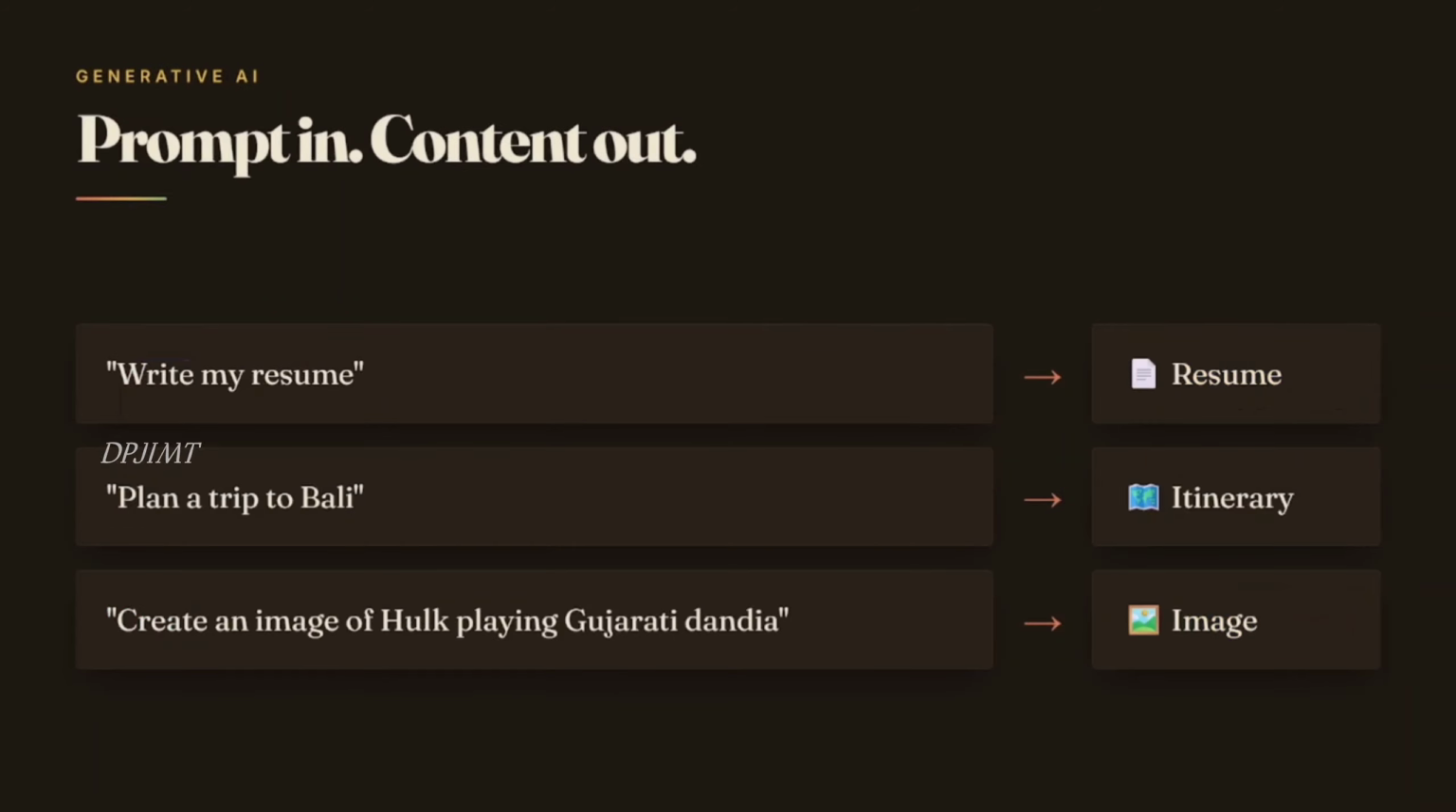But generative AI is different. Here you are generating content. The classic example is ChatGPT. It can write your resume, plan a trip, or create an image of Hulk playing Gujarati Dandiya. The content that Gen AI generates can be text, images, video, audio, or whatever you decide you want it to generate.